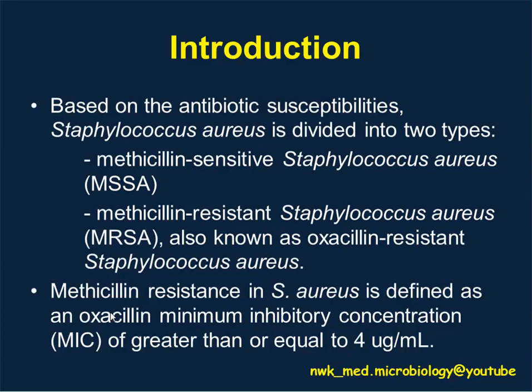So why is there a different term of methicillin and oxacillin? In fact, when they first found the resistance, they tested on methicillin. When they found that this bacteria is resistant to methicillin, later on they produced a modified version of methicillin called oxacillin. That's why today when we give the definition, we say it is the oxacillin minimum inhibitory concentration. However, the original resistance was first found on methicillin. That's why today we still use the term methicillin-resistant instead of oxacillin.